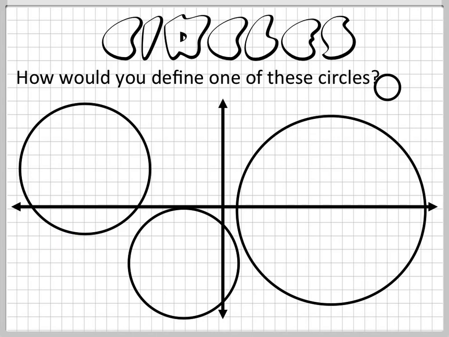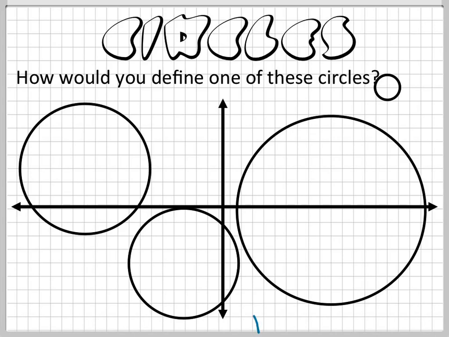Now, what if you were looking at one of these circles, and you were trying to describe the circle to someone so they would be able to draw the exact circle? What would you have to tell them? They would have to know the radius, because if you knew the radius, you'd also know the diameter. So we need the radius. What else do we need?